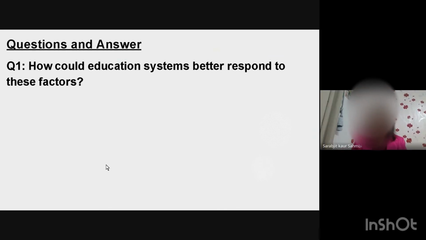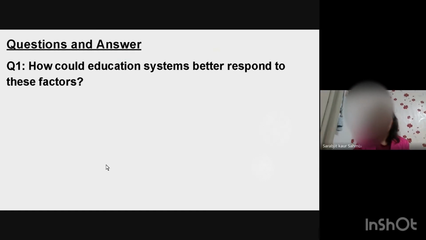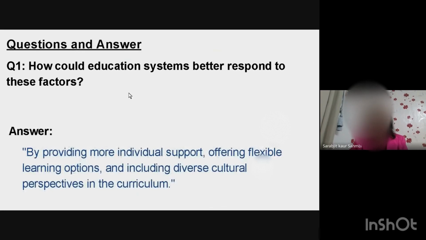Yes, that is correct. And Malika, do you want to add something about the curriculum or something? Yeah, I think education systems can help by using simple language, training teachers and staff, and giving extra support to different learners, like giving worksheets in the learners' first language, which can help them to understand better. Yes, well said. Both of you told whatever you explained is very correct. Okay, so now it is like by providing more individual support. They should provide more individual support, offering flexible learning options to the learner, including diverse cultural perspectives in the curriculum. Okay, all right.